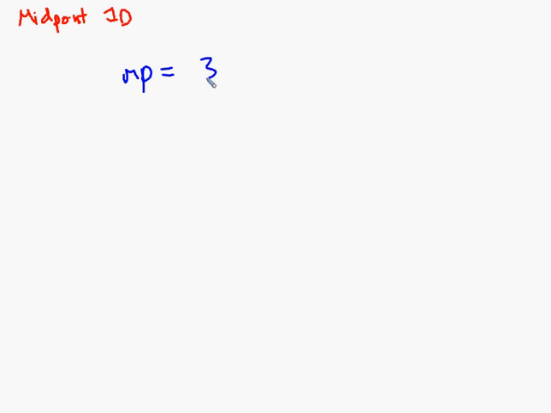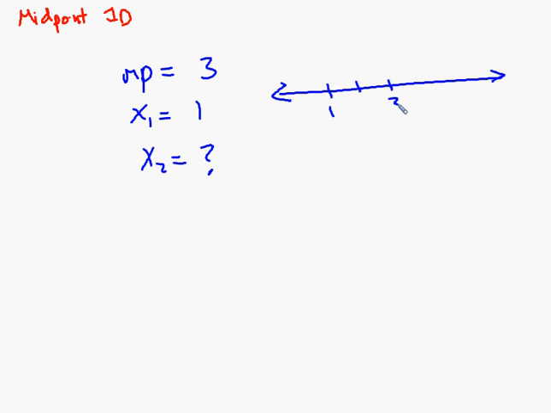Now we might get a tricky problem where the midpoint is given. So say the midpoint is 3 and x1, maybe that's 1. What then is x2? So we can take a look at the number line here and we say, alright, well x1 is at 1 and the midpoint, so here's 2, here's 3, so here's my midpoint. So what should x2 be? Well, we can see here by counting that is 5, pretty simply.